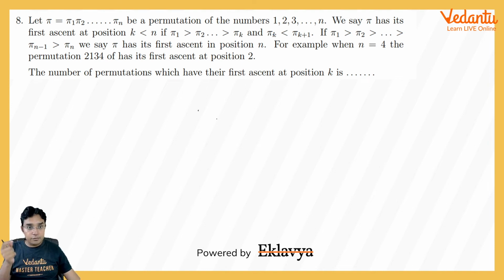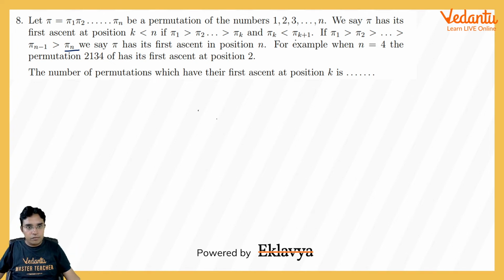So pi has first ascent at position k if, till k, the values are decreasing and then it increases. After that, they are not saying it should further increase or not, but till k it should decrease, then after k it should increase. Okay, so if pi 1 is greater than pi 2 and so on, and pi n minus 1 is greater than pi n, so we are given n numbers which all are different in decreasing order.